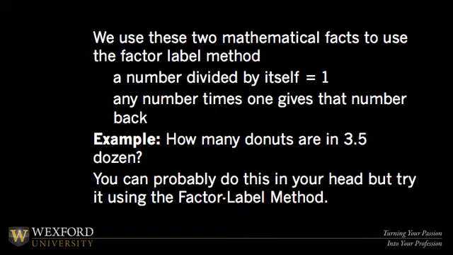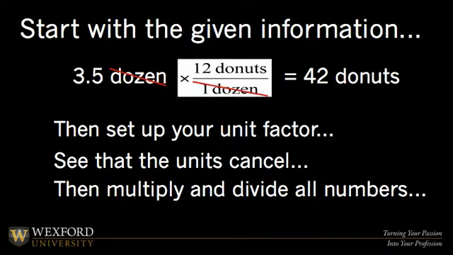We use these two mathematical facts to use the factor label method. A number divided by itself is equal to 1, and any number times 1 gives that number back. So for example, how many donuts are in 3.5 dozen? You can probably do this in your head, but try using the factor label method. Now if we start with the given information, we see that 3.5 dozen times 12 donuts over 1 dozen is equal to 42 donuts. Then we set up your unit factors, and we see that the units cancel. Then we multiply and divide by all the numbers.